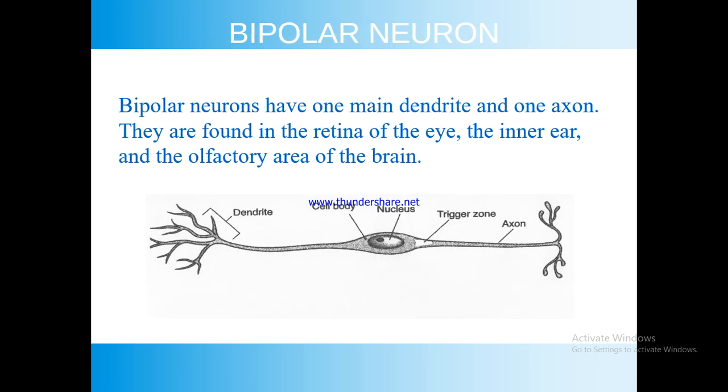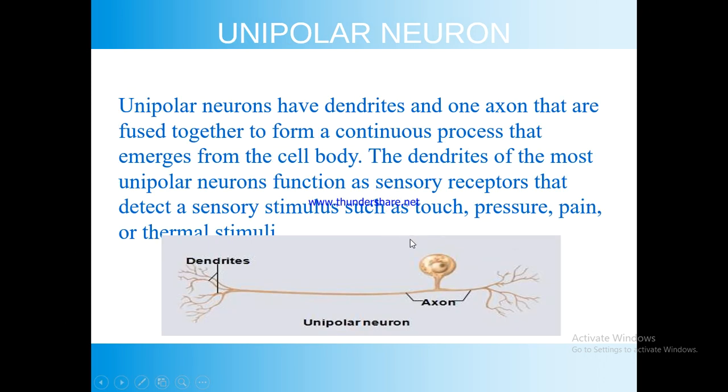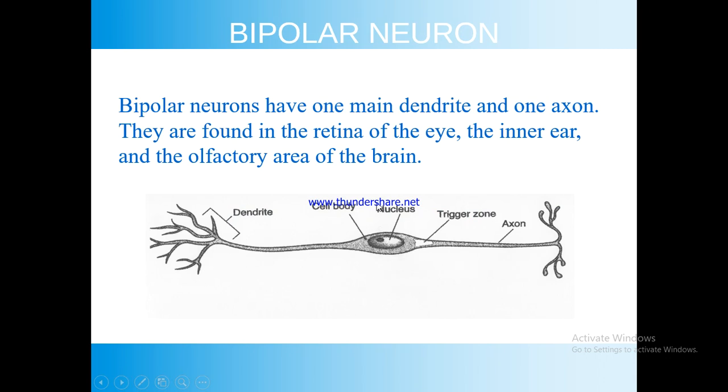Next is the bipolar neuron. Bipolar neurons have one main dendrite and one axon. They are found in the retina of the eye, the inner ear, and the olfactory area of the brain. As you can see in the diagram, this is the cell body, this is the one main dendrite, and this is the axon.